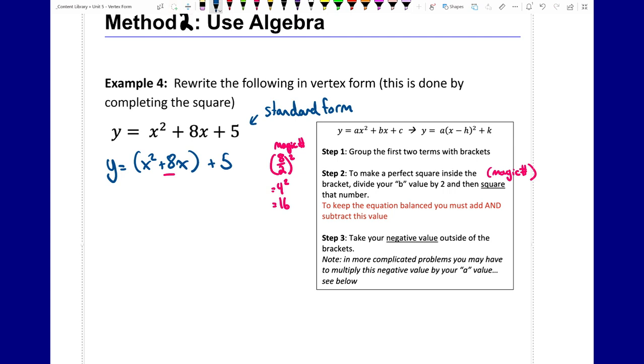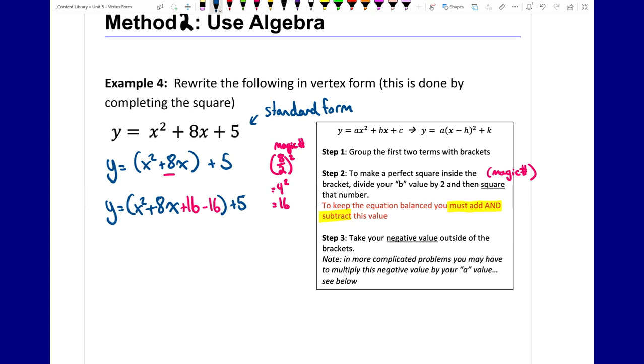So I need to put 16 into that bracket. So y equals x squared plus 8x plus 16. However, the second part of that step says we must add and subtract this value, because we need to keep things balanced. If I add 16 and I minus 16, technically I haven't changed anything. If you add 16 and take away 16, they cancel each other out. So I haven't done anything. That's still going to be in the bracket. And then I'm going to have my plus 5 still.